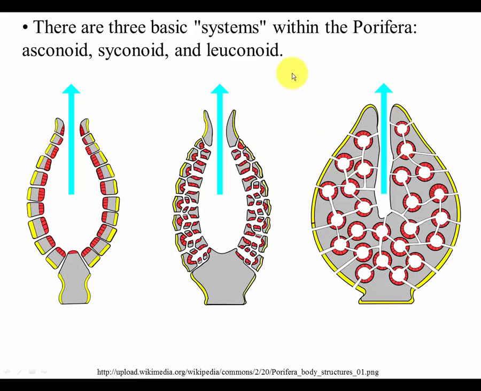You don't need to know the names of these three systems, but there are basically three different body shapes within the porifera. They're called the asconoid system, the syconoid system, and the leuconoid system. And they're interesting because they show a theme of an organism becoming increasingly complex and efficient in a way that reflects some important truths about size and the complexity of transport.